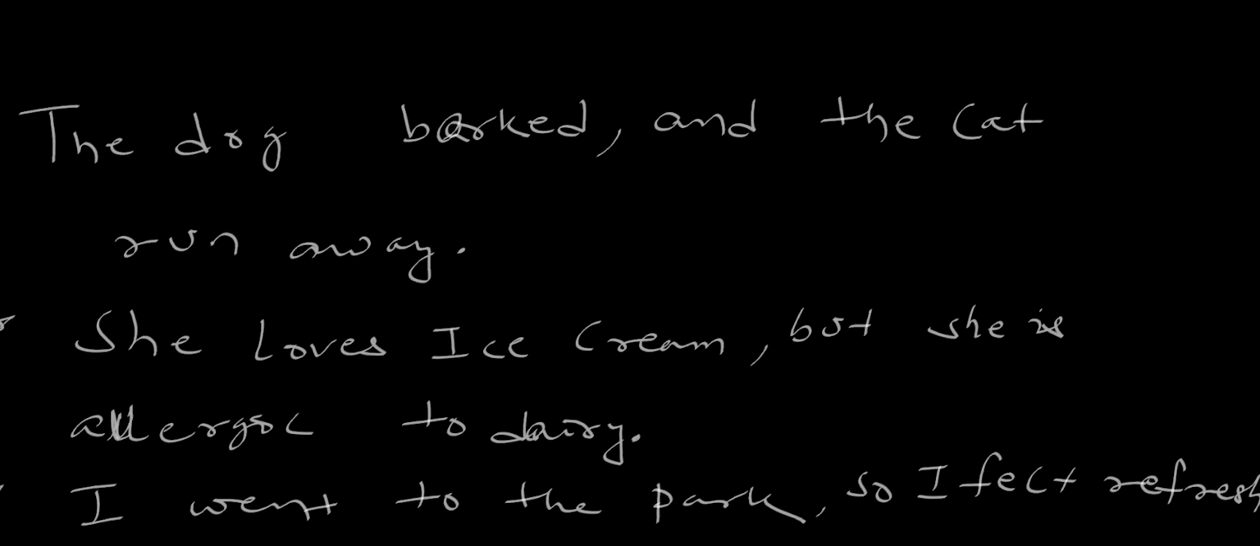Notice how each part of the sentence could stand alone as a complete thought. That is the magic of compound sentences. Finally, let's talk about complex sentences. A complex sentence combines an independent clause with one or more dependent clauses. Dependent clauses can't stand alone. They need an independent clause to make sense.